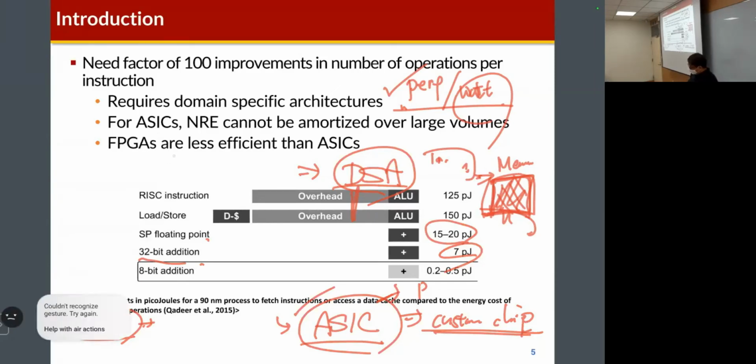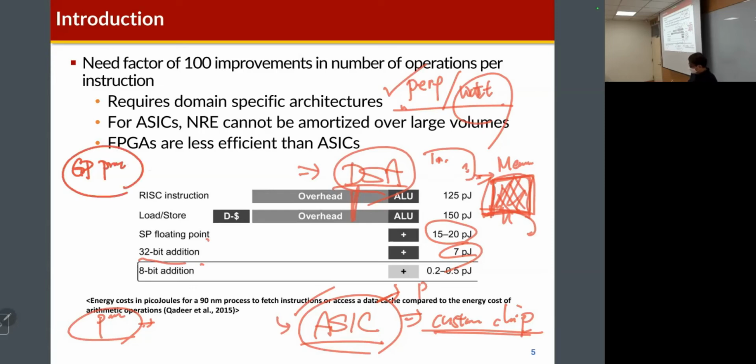So for domain-specific, this is the general purpose processor. Then this is the ASIC. The general purpose processor supports programmability, but the power efficiency is very low. The ASIC just supports fixed operations, but its power efficiency is very high.